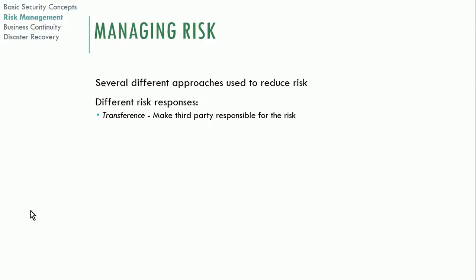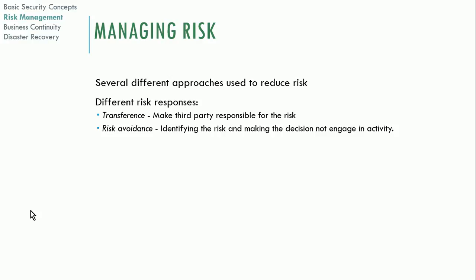The first is transference, which is where we make a third party responsible for the risk. When we talk about risk transference, we're basically talking about insurance. So transference is typically making it someone else's problem, right? We're paying somebody else to take responsibility for that risk. So I pay an insurance company for my fire insurance on my home. If it ever burns down, my insurance company is responsible for it, not me. So I'm transferring that risk to someone else.